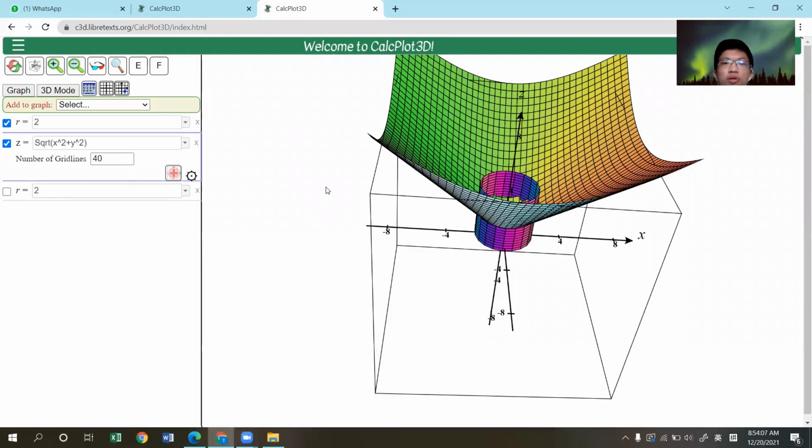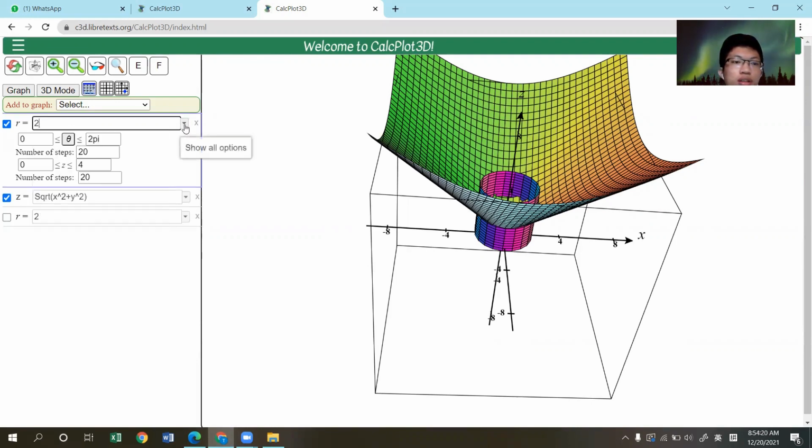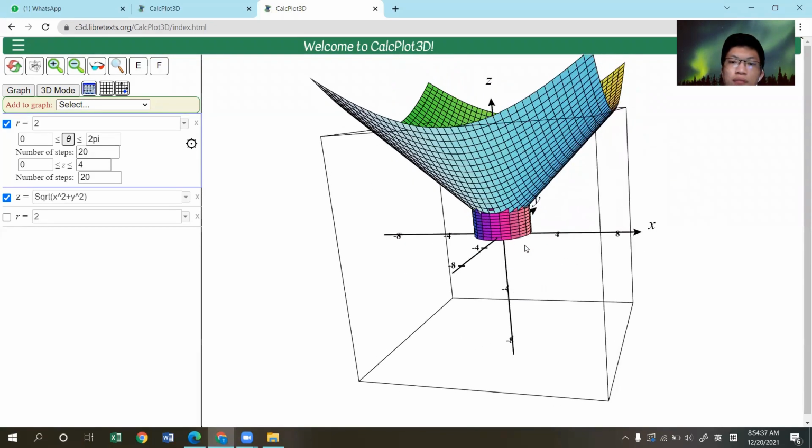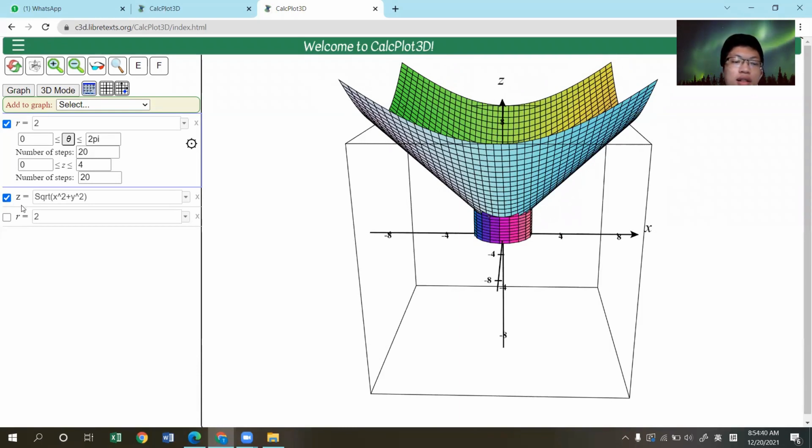The simulation tool I am using is Plot 3D, which can be found on Google. Here I type the equation for the cylinder: r equal to 2, with theta from 0 to 2 pi, and the z plane from 0 to 4. You can see the blue and purple one is the cylinder, and z equals square root of x squared plus y squared is the cone.